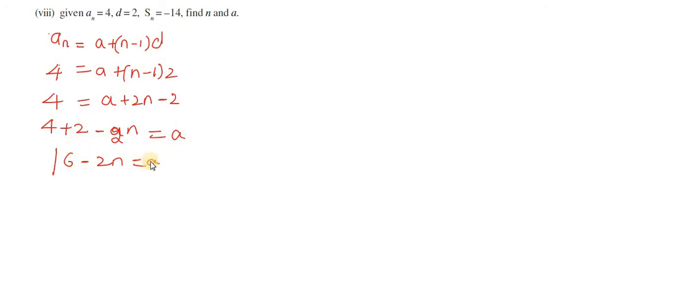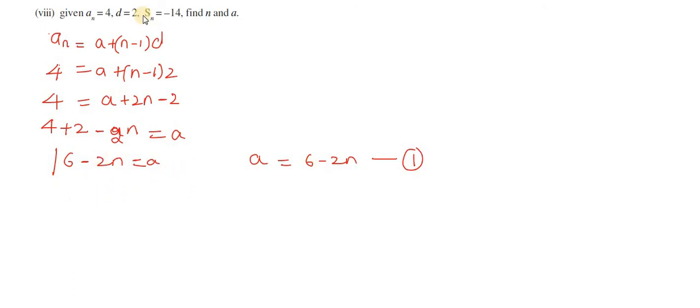So here we got what is a, but actually we have not got the exact value of a. We got a in this form: a is equal to 6 minus 2n. Call this equation 1. Okay, now we need to find n.